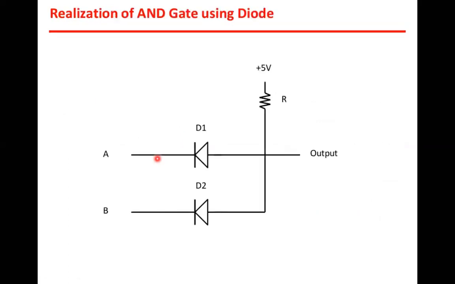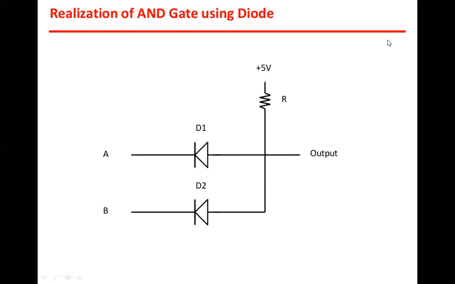Now let us see the construction of an AND gate using diodes. We can construct it using diodes, or we can construct it using transistors. If we use transistors, then the circuit is called TTL, transistor logic. And here, because we have used diodes, this is called DDL, diode logic.